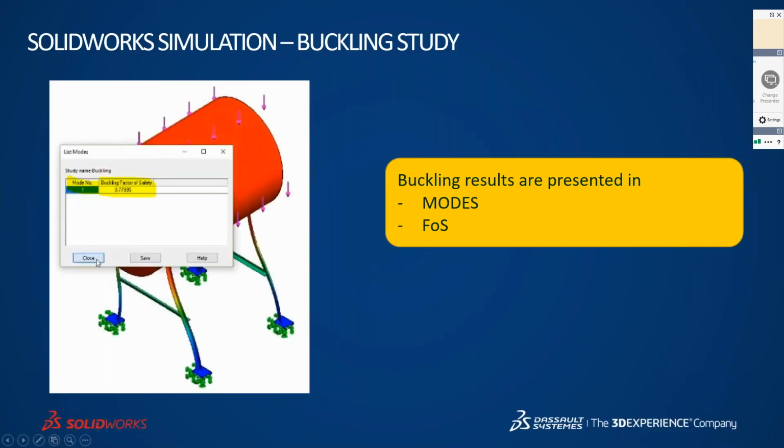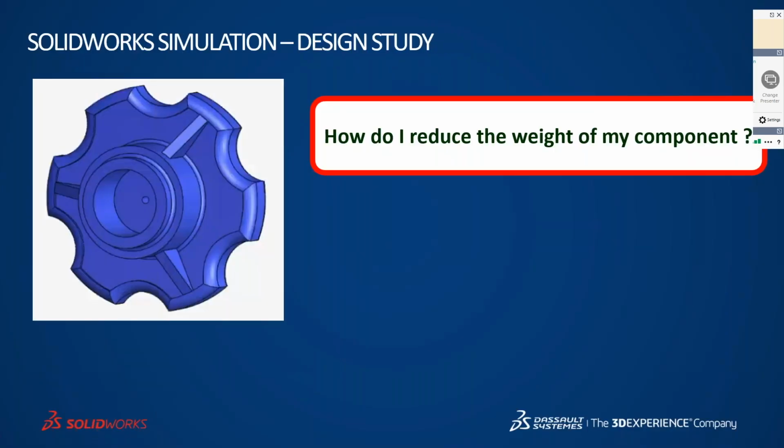Okay, coming to the interesting topic, the design study. How do I reduce the weight of my component? Normally, as a design engineer, I will design a part which has been told to me, but I want to design in an optimized way. How to do that? Or maybe you have designed a part already and want to optimize that part.